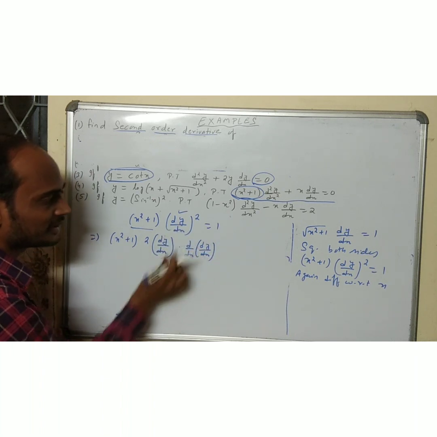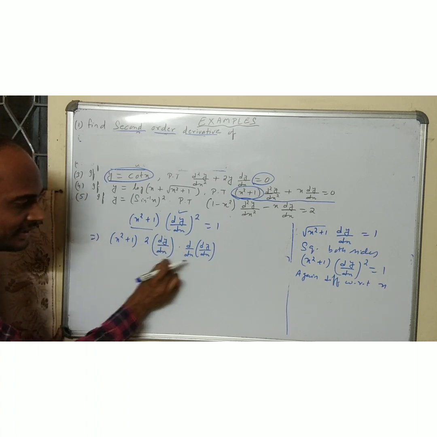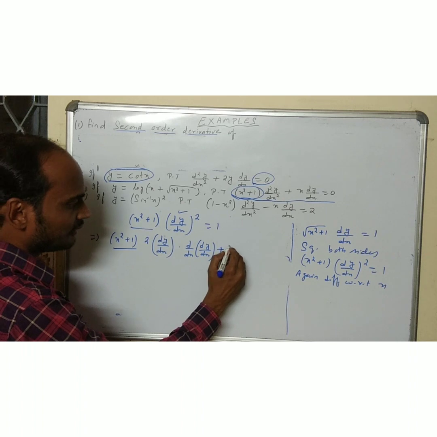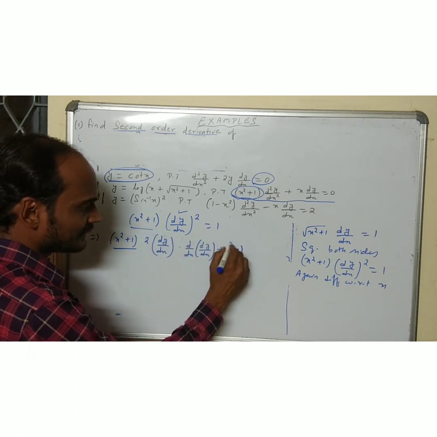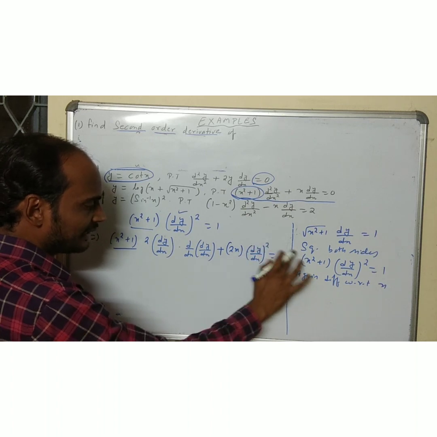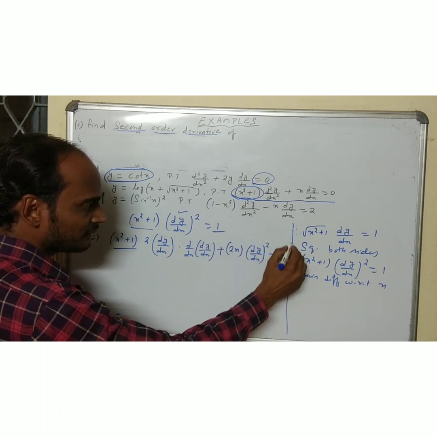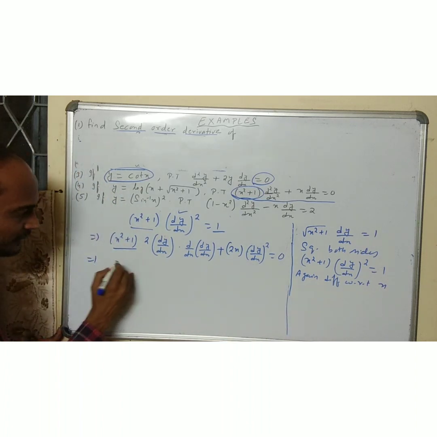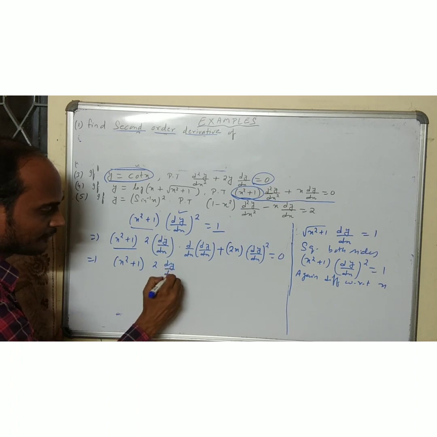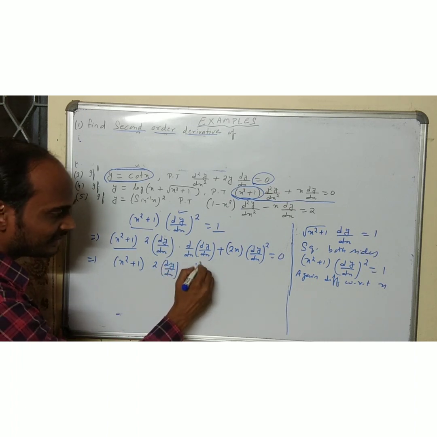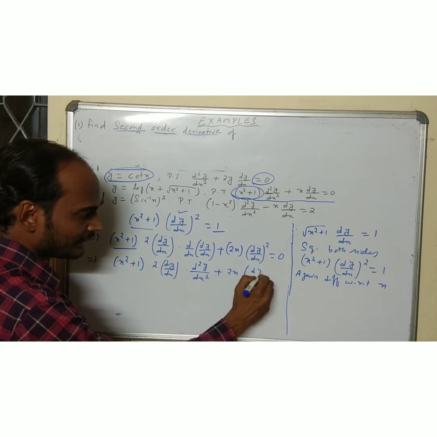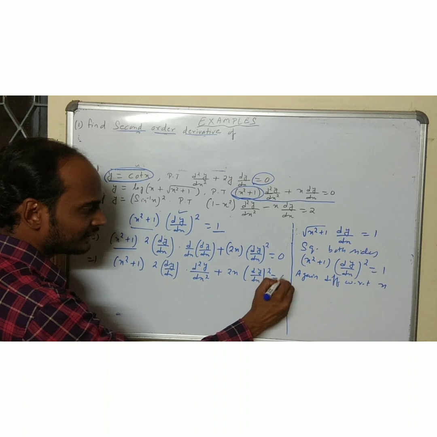That means the derivative of this part: first, power is there, so 2 into dy by dx, then again d by dx of dy by dx, plus the derivative of this. The derivative of x square plus 1 will be 2x into dy by dx whole square, and on the right hand side we have 1, whose derivative will be 0. Now if you simplify it, it is x square plus 1 into 2 into dy by dx, the derivative of which is d2y by dx2, plus 2x into dy by dx whole square equals 0.